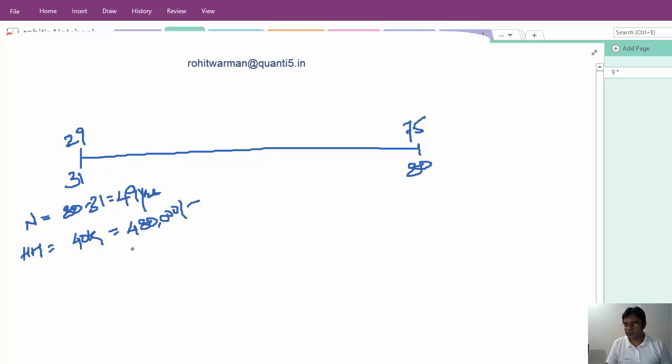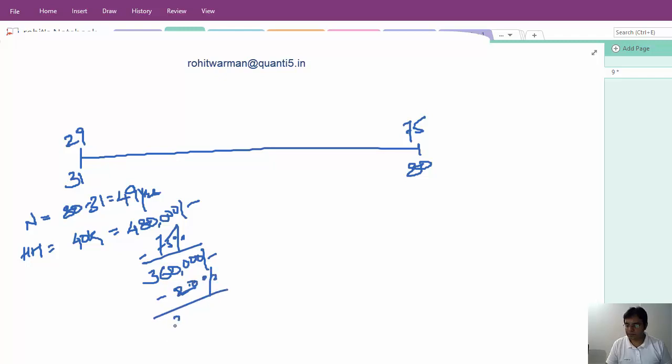This is reduced to 75%, and when we take 75% of it, it comes to 3,60,000. Further, Roger's part, which is 20%, we have to reduce. So again, reduce 20% from it, and we will get 2,88,000. Now this 2,88,000 will grow at inflation, which is 4.5%.